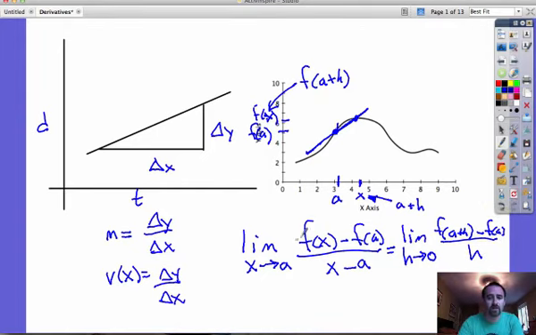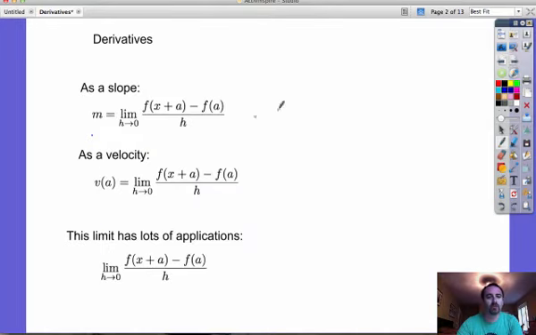These two things are the same. You can convince yourself of that if you like. They're both slopes. They're just written slightly differently. And what I'm doing is I'm letting the two points collapse on each other. I'm saying what happens as the x values collapse on each other. So here we go. Now we're going to get into it a little bit more formally.